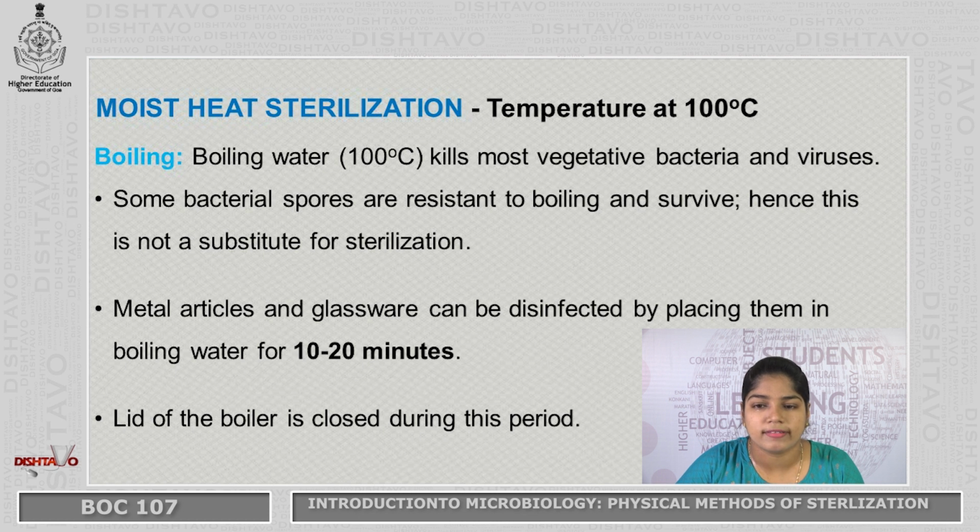Next is moist heat sterilization at a temperature of 100 degrees Celsius. Here the boiling method is used. Boiling water at 100 degrees Celsius will kill most of the vegetative bacteria and viruses. Some bacterial spores are resistant to boiling and they will survive. Hence this is not a suitable method for sterilization. Metal articles and glasswares can be disinfected by placing them inside boiling water for 10 to 20 minutes. The lid of the boiler is closed during this period.